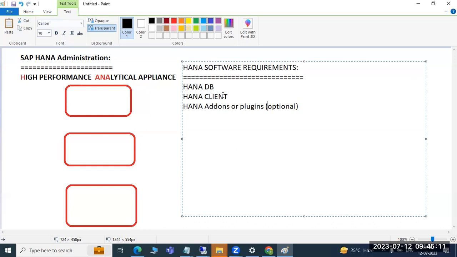Same here: the HANA database is the base, and these are optional. Depending on your business needs, you use these add-ons and plugins on top of the database. Sir, which version of the database do we need to install now? What are the current versions? That we will discuss now.